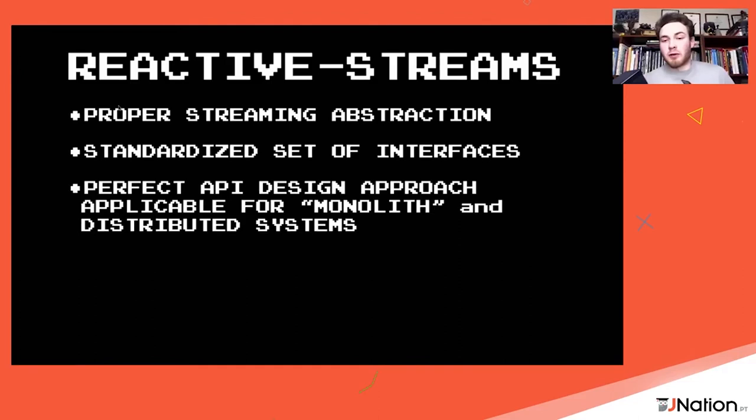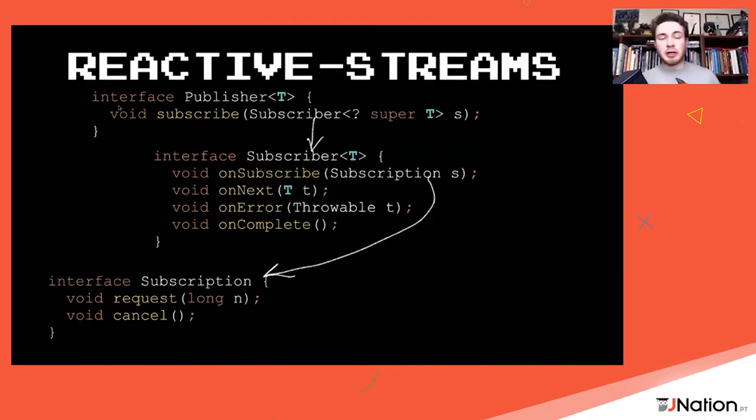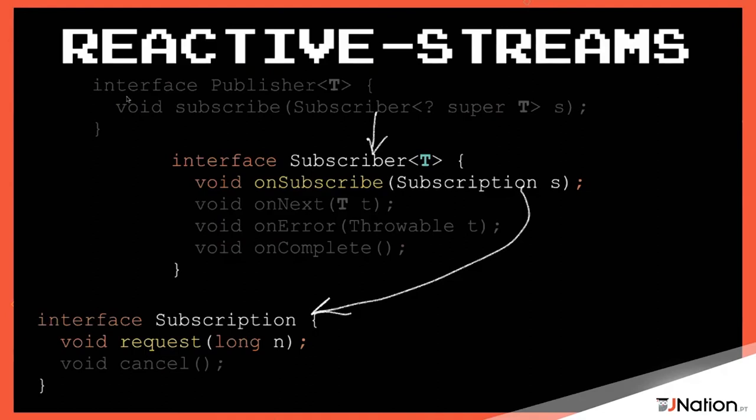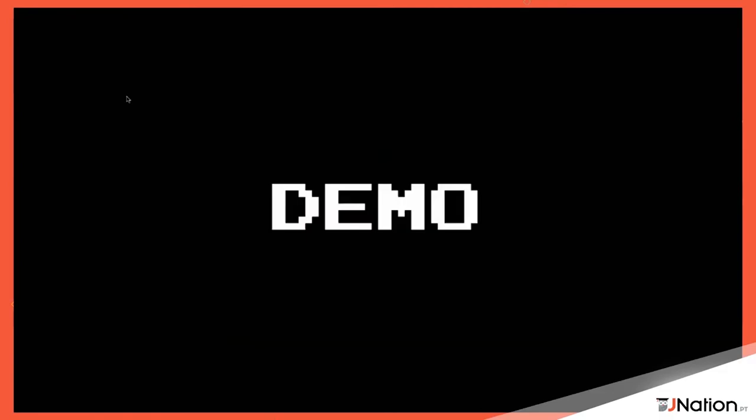Just to quickly let you know what it is, it gives you four interfaces. The three most important are Publisher, Subscriber, and Subscription. And it brings another concept, called backpressure, in order to keep your system stable. But we will be talking about that a little bit later. So let me quickly show you a demo of this approach.